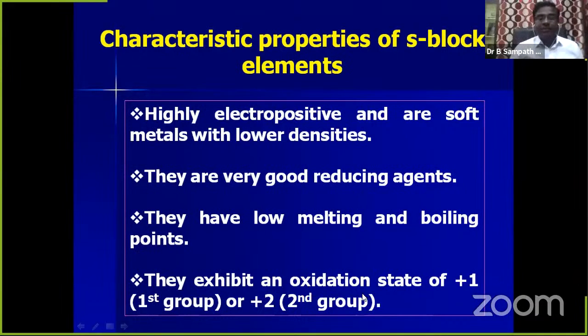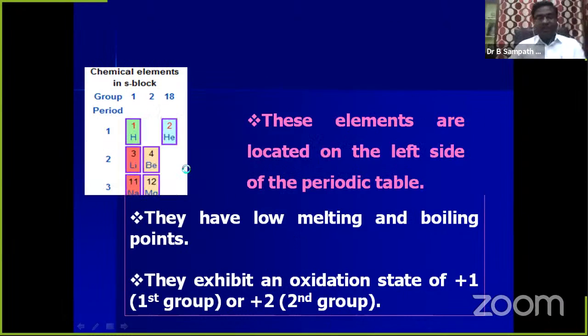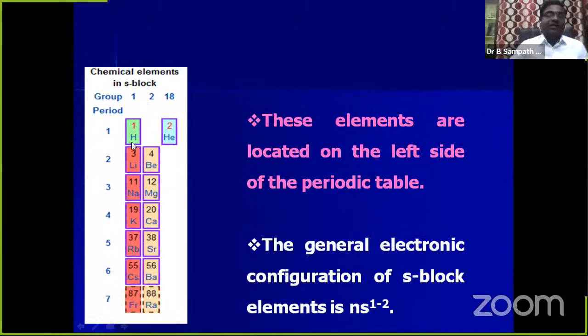They exhibit an oxidation state of +1 for the first group and +2 for the second group. That is, see here, the first group elements lose 1 electron, so that's why they get the +1 oxidation state, and the second group elements lose 2 electrons. That's why these elements get the +2 oxidation state.